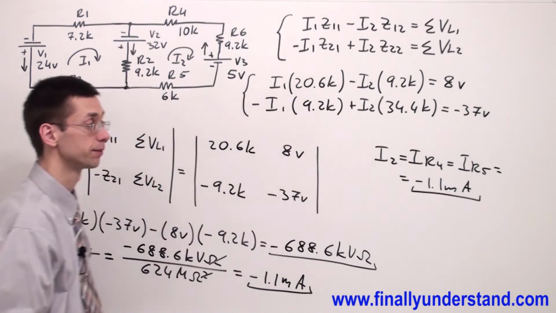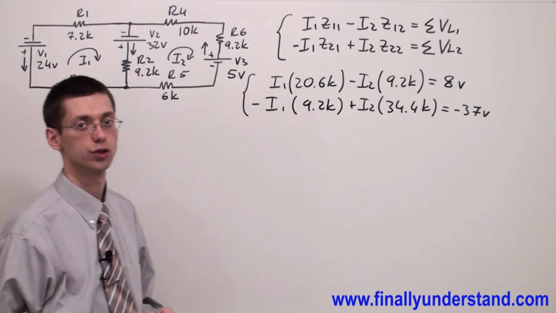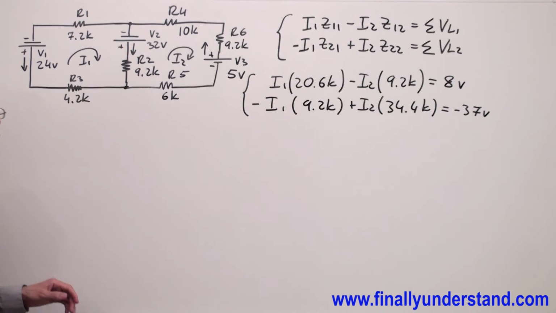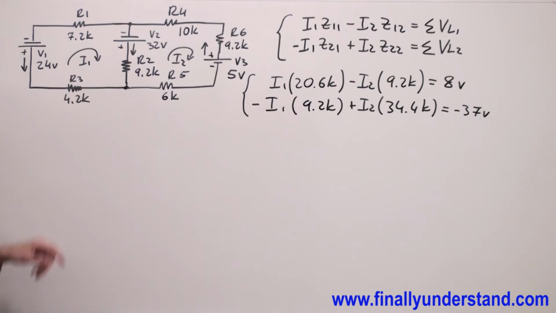Let's continue. Next, we're supposed to find voltage across resistor R1. Remember, we said that the voltage we can calculate from Ohm's law. Ohm's law says voltage is equal current times resistance. Voltage across resistor 1 is nothing else just the current which goes through this resistor times the resistance.